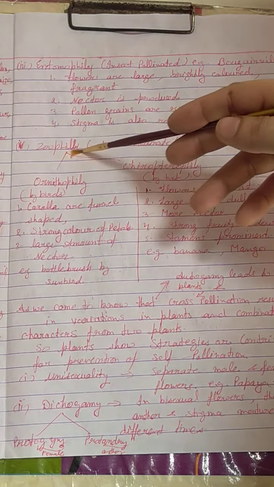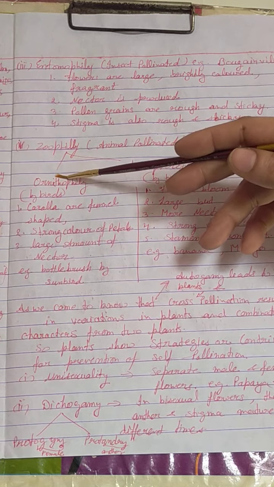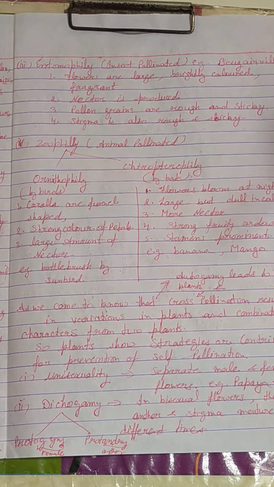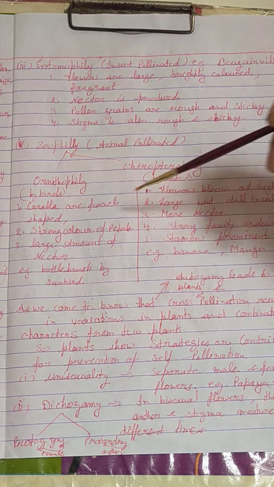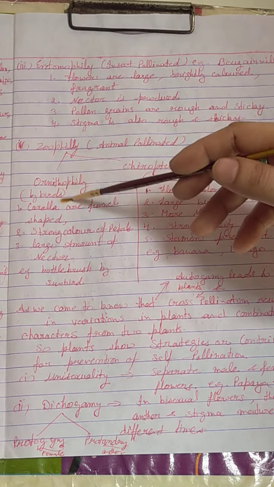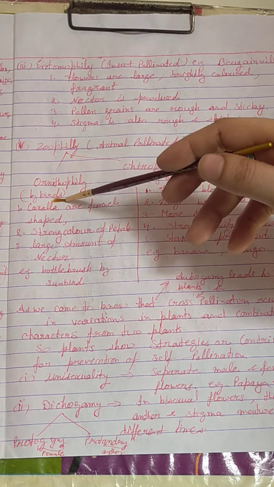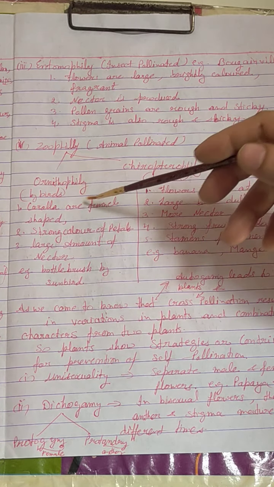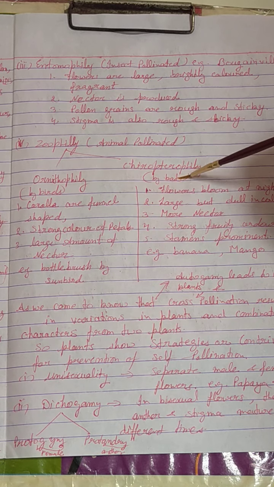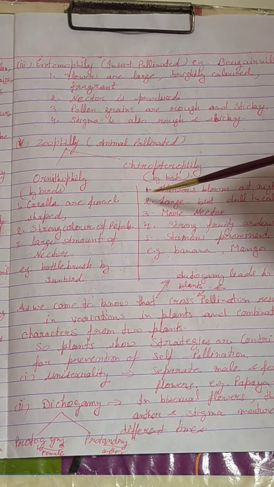Next type, that is zoophily, means pollination is done with the help of animals. Which animals? Like birds and bats. The type of pollination that is done with the help of birds is called ornithophily, and the type of pollination that is done by bats is called chiropterophily.